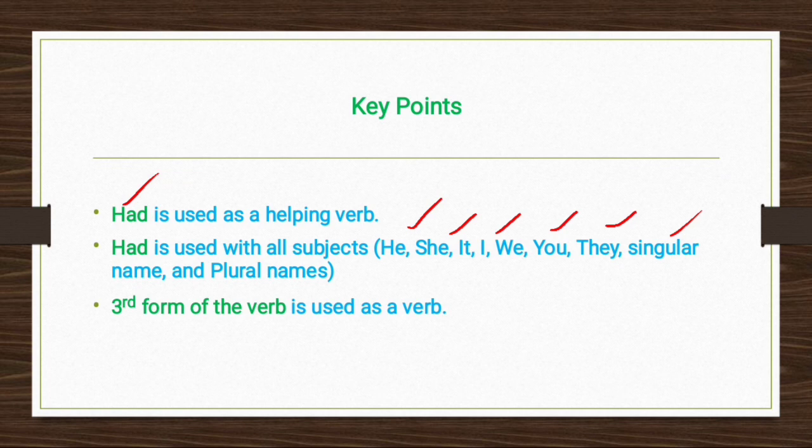Third form of the verb is used as a verb. In all perfect tenses, like present perfect tense we use third form, the same in past perfect tense we use third form, and future perfect tense we also use third form. So in these 3 perfect tenses we use third form of the verb.